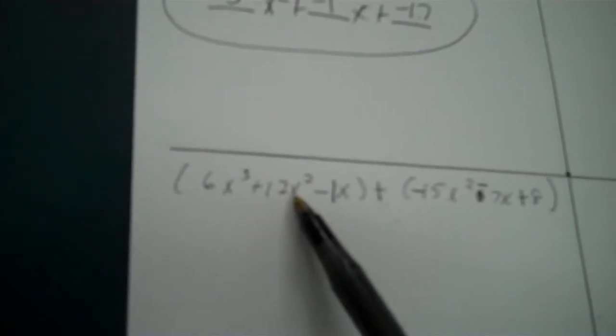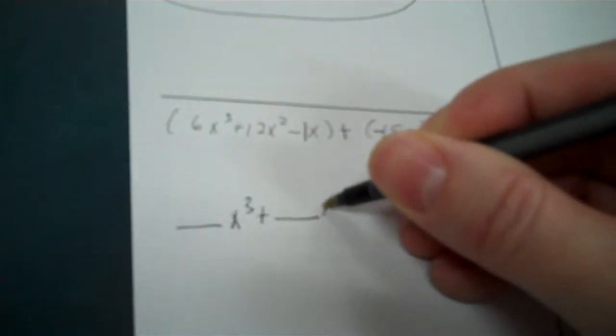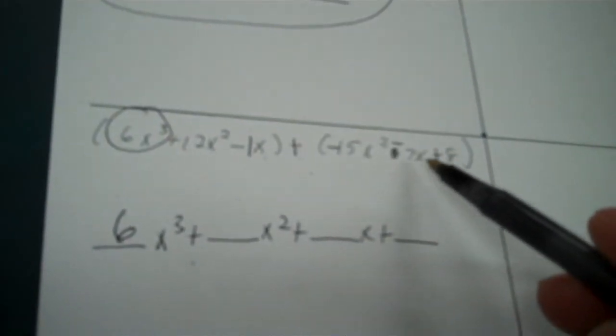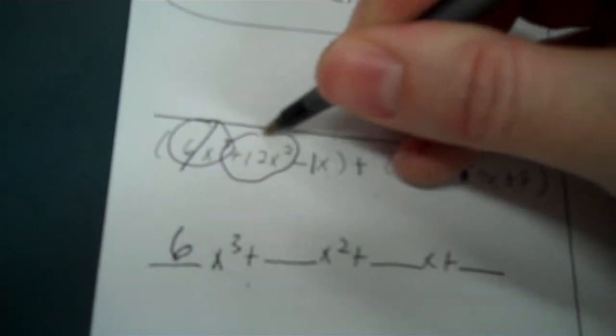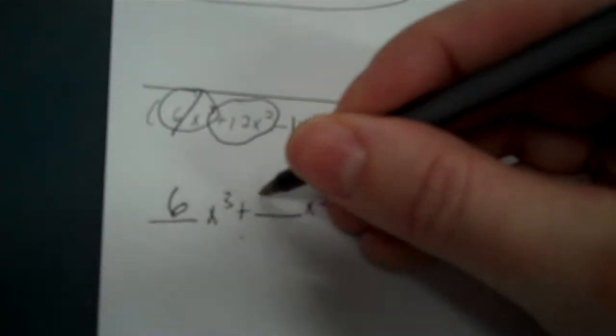X third, x second, x second, x constant. So x third's the highest. Okay, so x to the third, we have a 6. I'm writing 6 down because that's all I have. I don't have anything in that polynomial as far as x to the third. X to the second. Well, we have a 12 in that polynomial and a negative 15 in that. So those go together. X second, 12, negative 15 is negative 3.